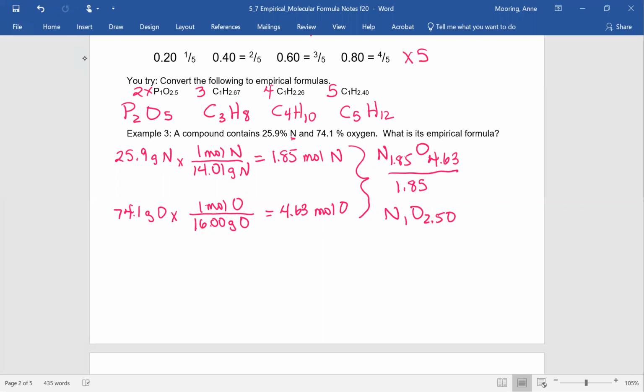Look to see if we can multiply through by something. And we look at that and we go, well, if I multiply through by 2, and I'm going to multiply everything by 2, then I have N2O5, and that is my final answer.